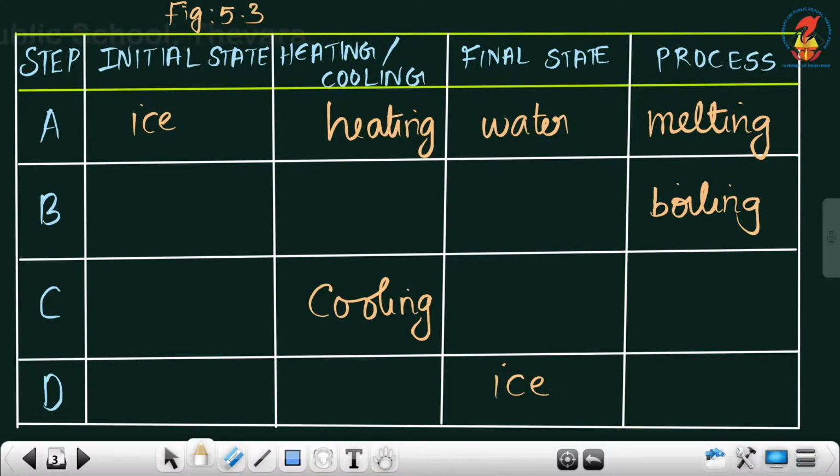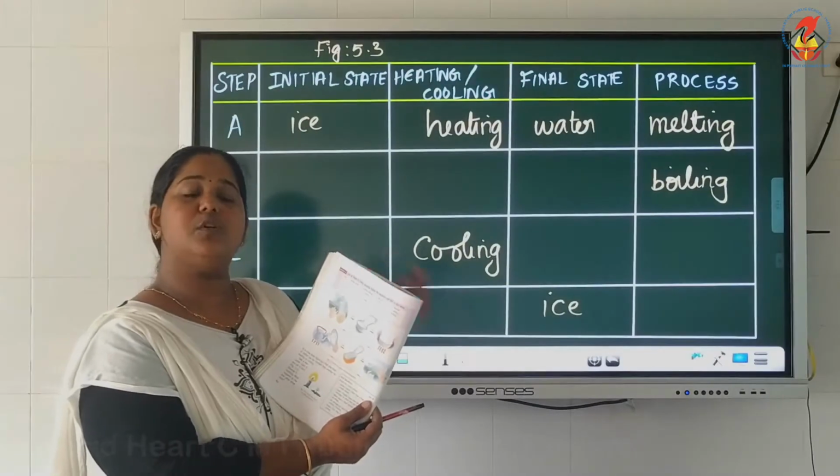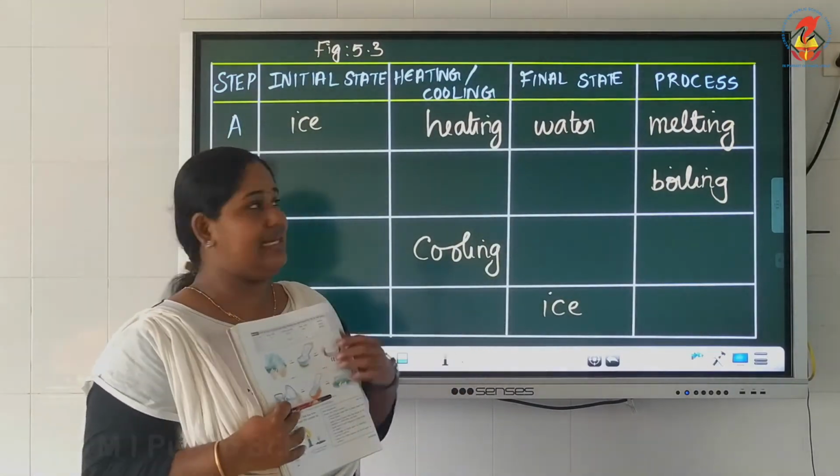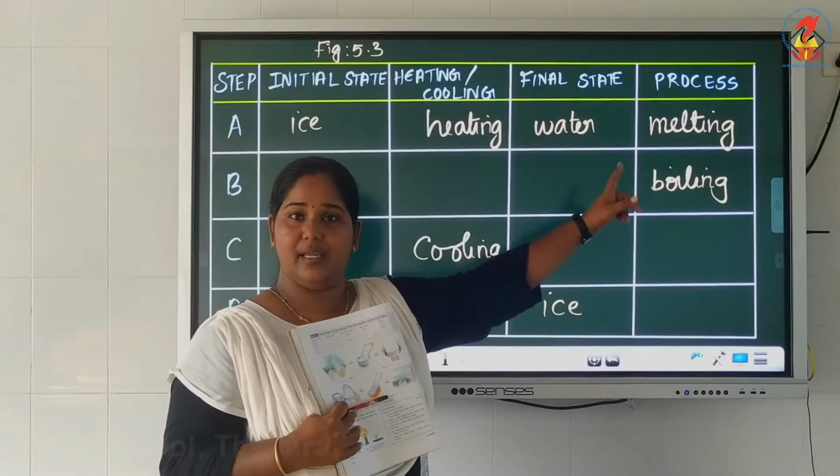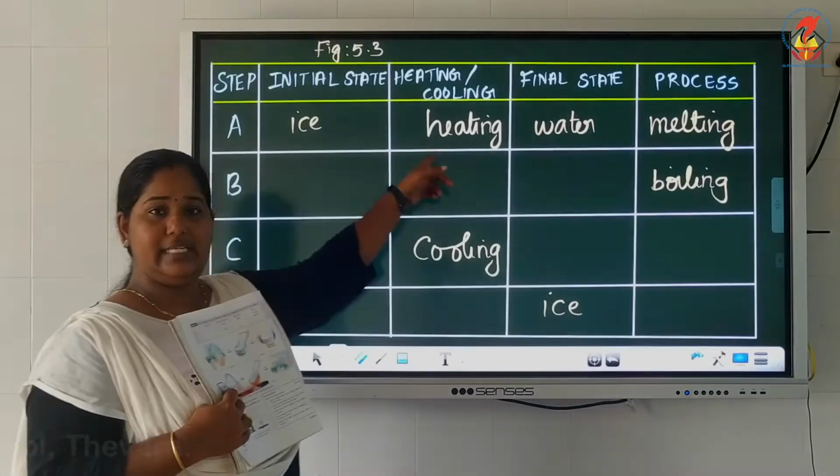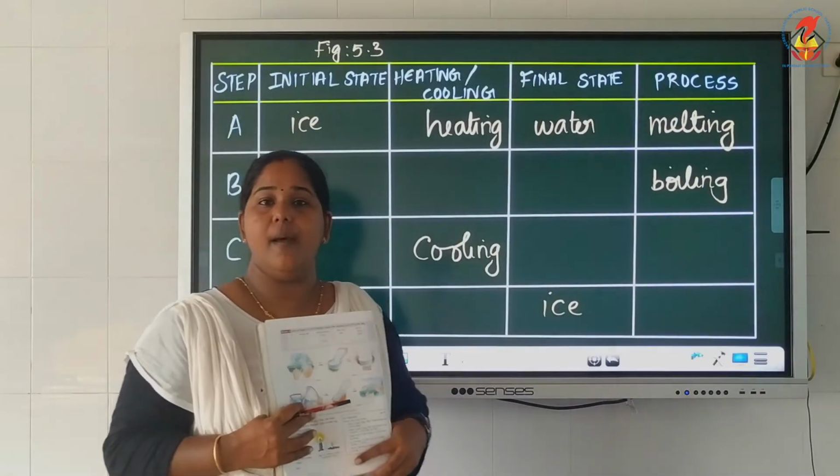First, step A is already written in your textbook. Step A includes the first two pictures. In the first picture, you can see ice. So, initial state is ice. On top of the arrow mark, it is written heat. That means ice is heated. And ice is heated to change into what? Water. The changing of ice into water by heating is called melting, and the name of the process is given there, melting. So, ice on heating changes to water, the process is called melting.